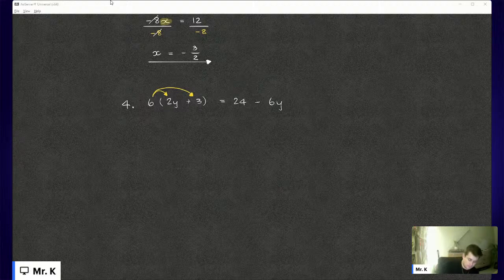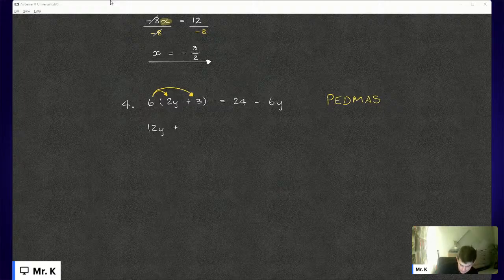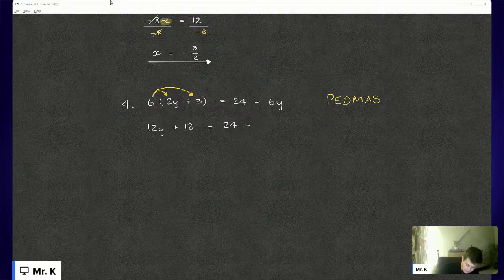Guys, remember, 90% of the time we are following BEDMAS, right? And the B or the P in BEDMAS, BODMAS, or PEDMAS stands for parentheses or brackets. So we need to start on the left-hand side by distributing into these brackets. 6 times 2y gives us 12y, and 6 times 3 is going to give us 18. On the right, it's kept fairly simple. We have 24 minus 6y.